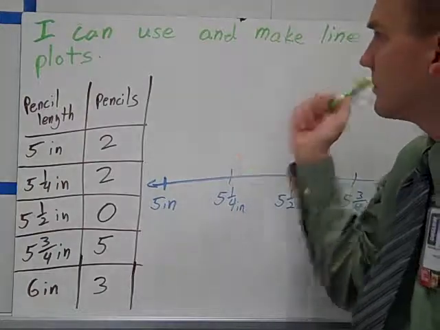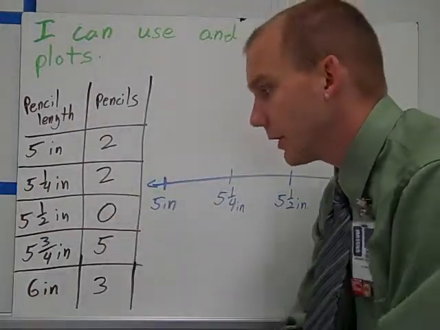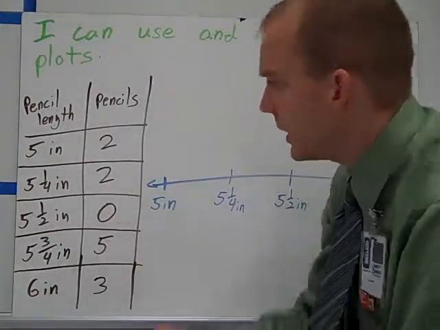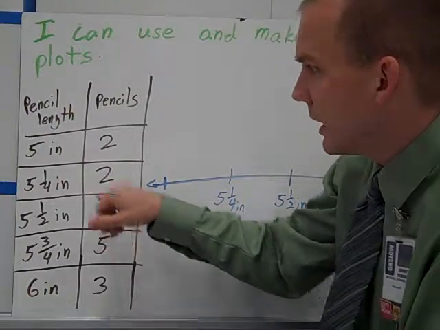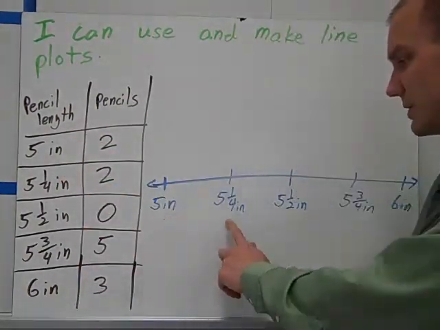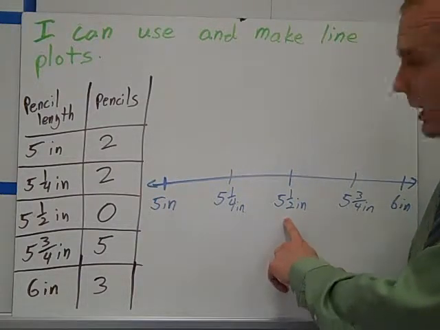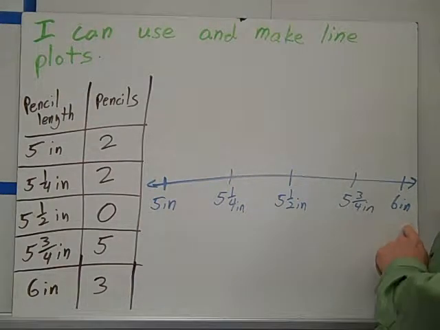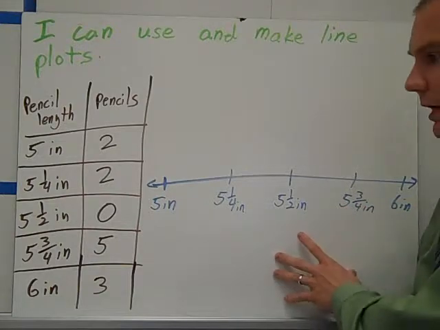I can use and make line plots. That's your learning target. I provided a table of data. It has every measurement from 5 to 6 inches. So you have 5 inches, 5 1/4, 5 1/2, 5 3/4, and 6 inches on this number line.